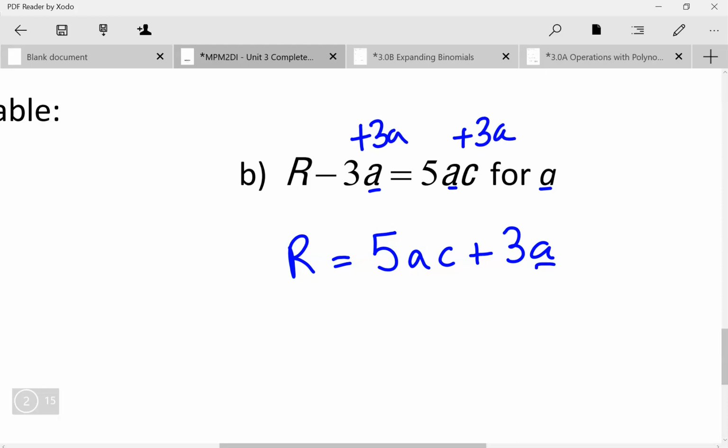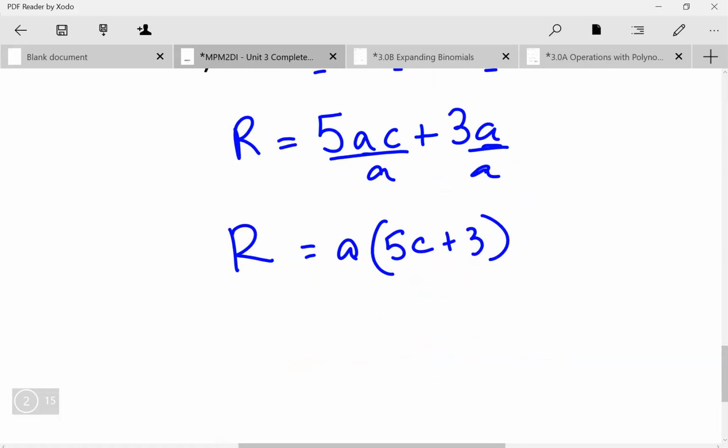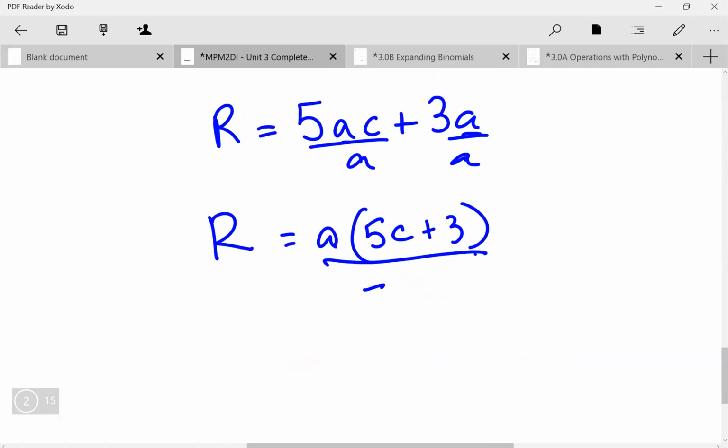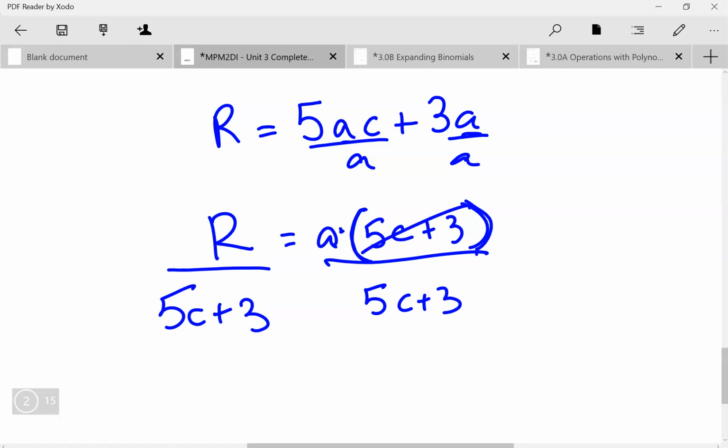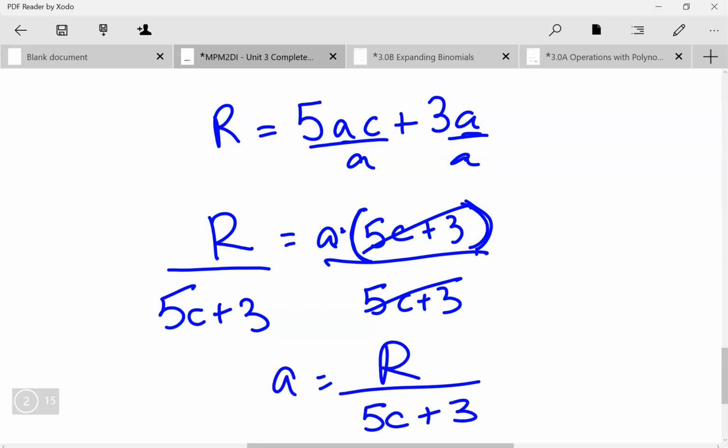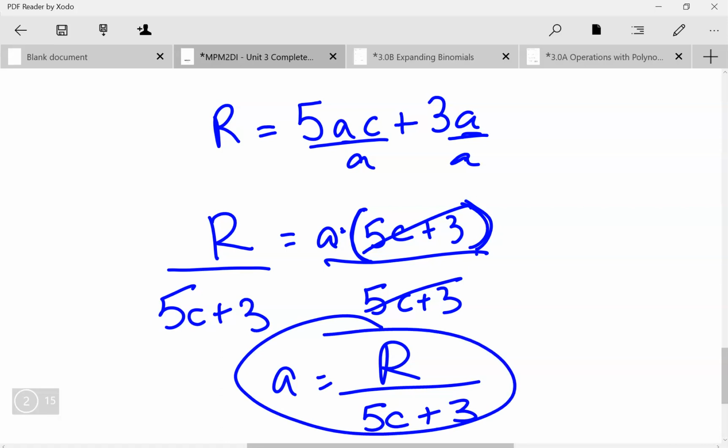And then I'm going to factor out an a from both these terms. So what I'm left with here is 5c, and I'm left with a 3 here. r on this side, divided by 5c plus 3, divided by 5c plus 3. Again, the 5c plus 3 here is multiplying into the a, so I can cancel that out. I have a equals r divided by 5c plus 3, and this is my final answer.